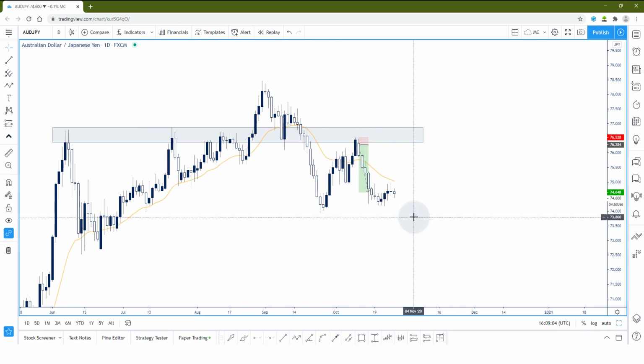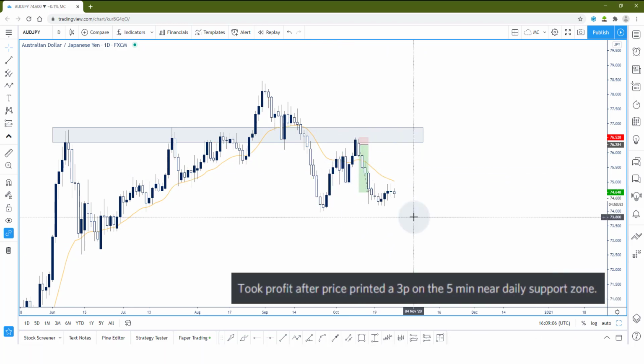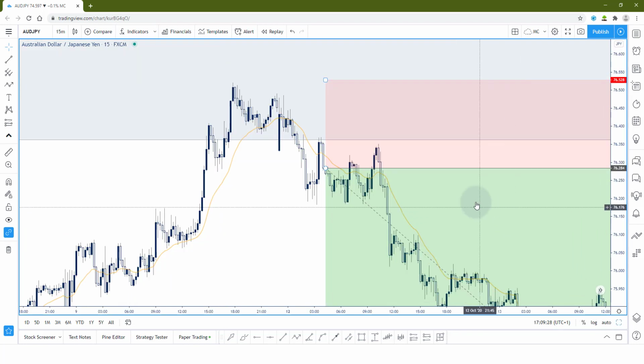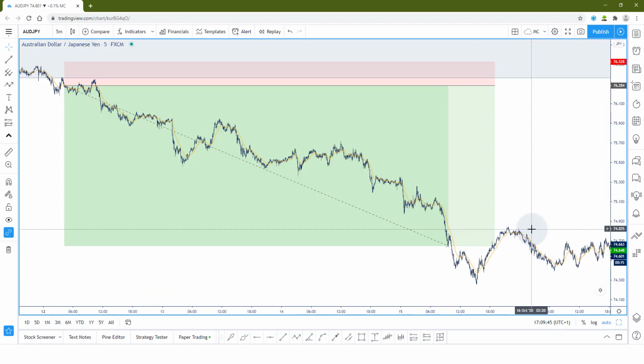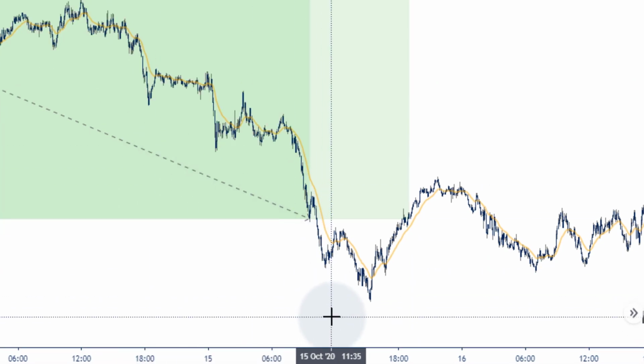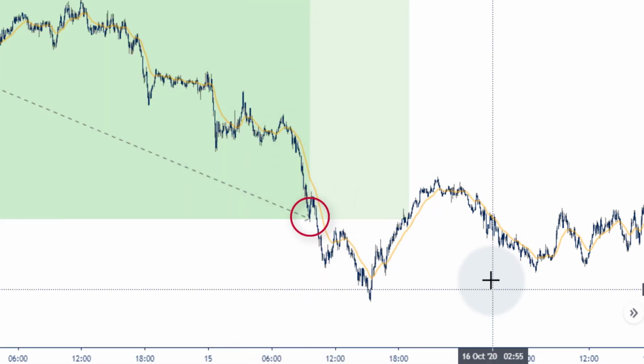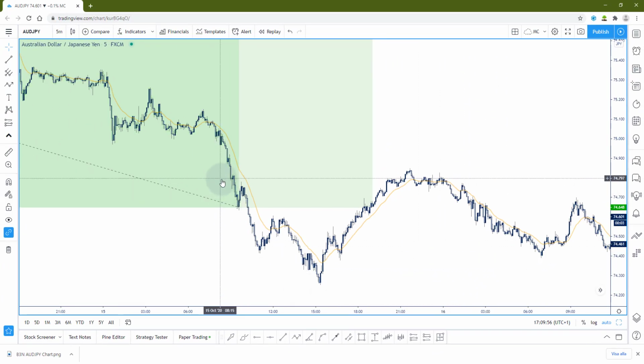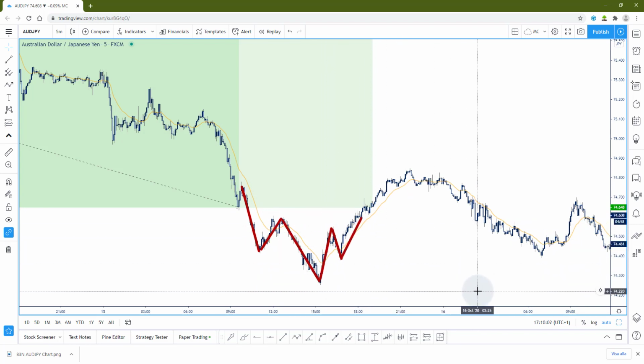So if we take a look at his trade notes here, he said he took profit after price printed a 3P on the 5-minute near the daily support zone. So he basically got out because he saw a potential reversal structure on the 5-minute chart, which made him close out this trade here. And if we go down to the 5-minute chart, we can see that he most likely had a deeper target because where he got out is not here, but over here to the right. So this is where he got out. And the reason is because he saw a short-term trend reversal happening on the 5-minute chart. So similar to how he entered a trade, this is how he exited a trade.